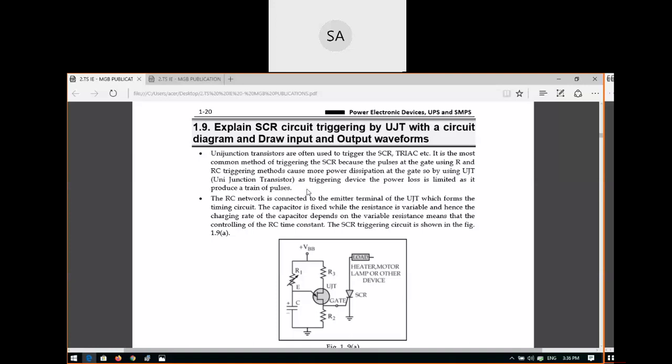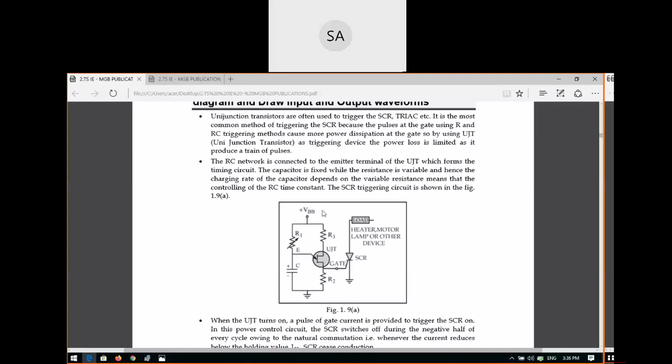So how to apply that gate pulse? How to apply that gate pulse to the gate terminal of the SCR means you have to apply gate pulses through a UJT circuit. We already have this circuit in your EDC, electron devices and circuits. There you have a UJT circuit like this, correct or not? So the UJT is used as a relaxation oscillator here.